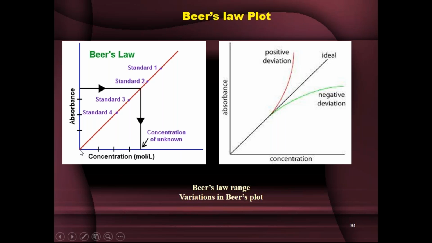In this case, from this concentration to this concentration, you will say Beer's law is being obeyed by the substance. But in the second graph, you see here, till you get this straight line, till this concentration, the substance is obeying Beer's law. But at concentrations greater than this, the substance is showing deviation. That means it is not obeying Beer's law.